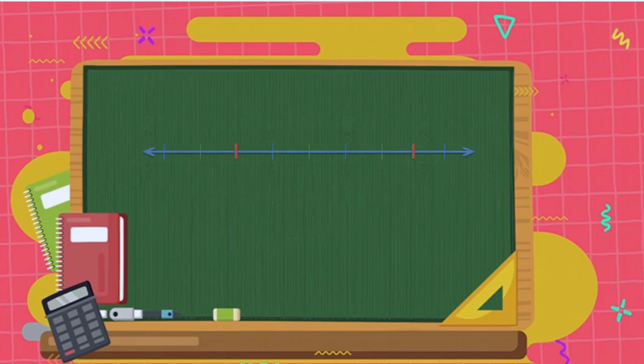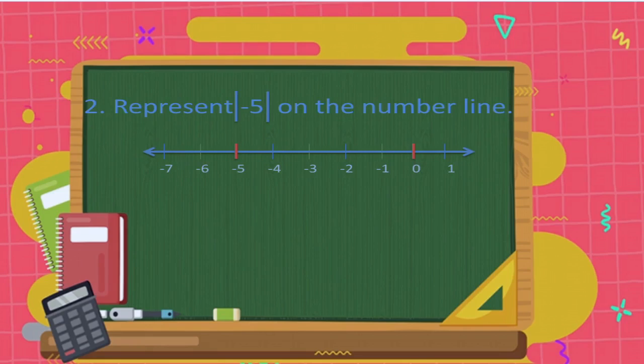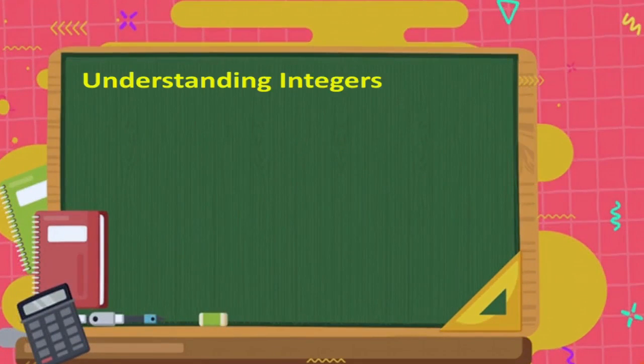Next example. Represent the absolute value of negative 5 on the number line. We have the number line, the 0, and the negative 5. Let us count again. 1, 2, 3, 4, 5. The absolute value of negative 5 is positive 5 because it talks about the distance from 0 to negative 5. It has 5 units. Okay, let us proceed to understanding integers.